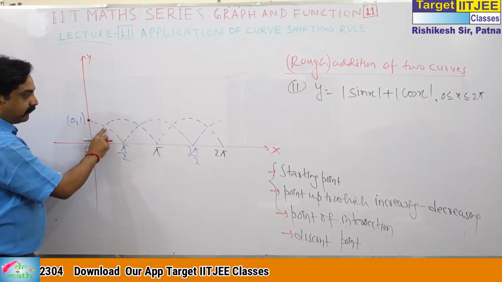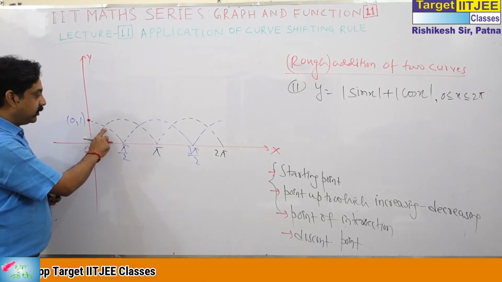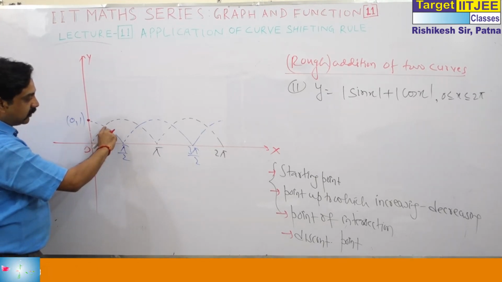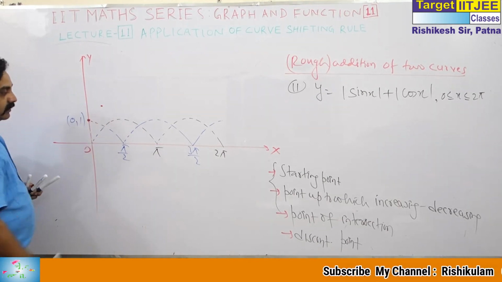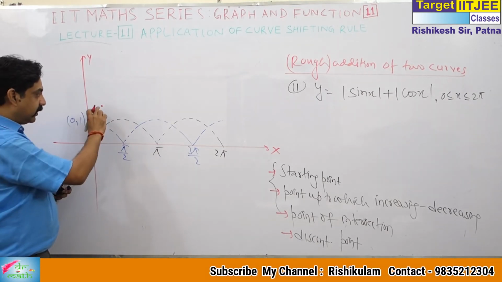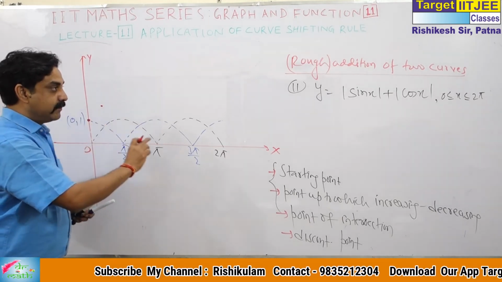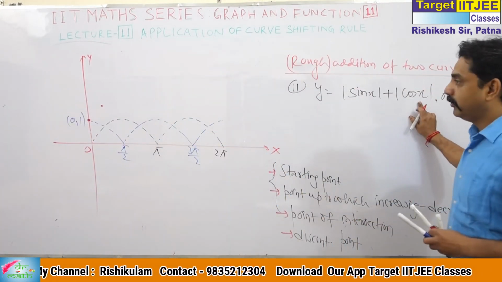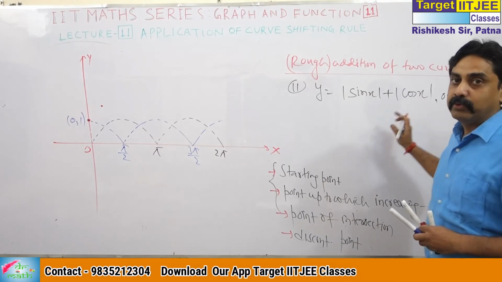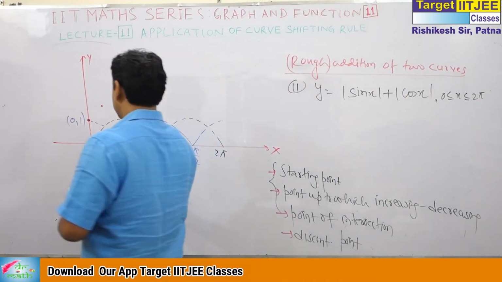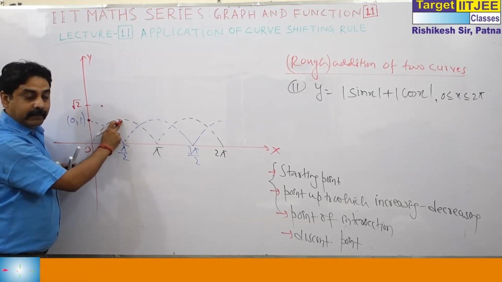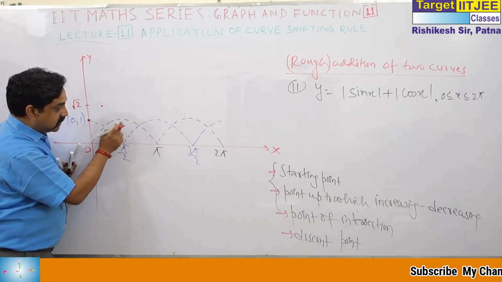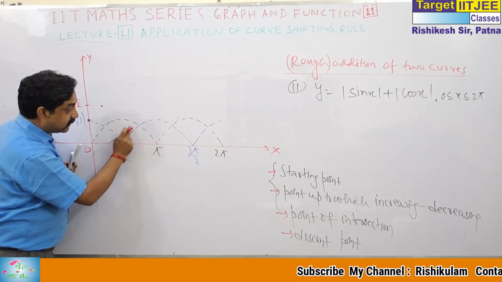They will meet at pi by 4. We know sin pi by 4 and cos pi by 4 are equal. At pi by 4, this ordinate will become twice. If you want to write this point at pi by 4, this is 1 by root 2 and this is 1 by root 2. 1 by root 2 plus 1 by root 2 is 2 by root 2, and this is actually root 2. I will come to this point. After that, nature changes. One starts decreasing, the other starts increasing.